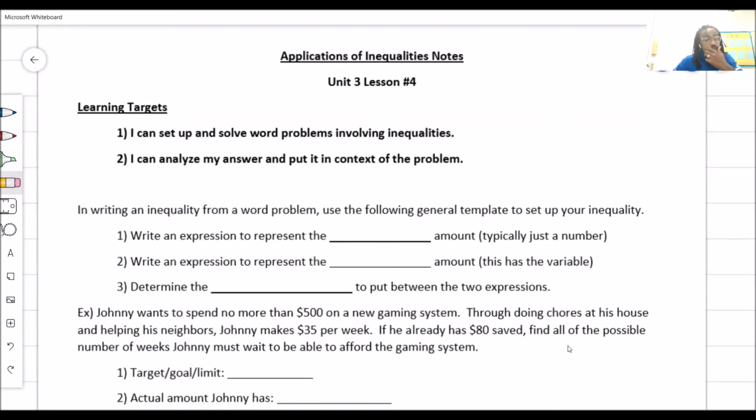Today we're going to look at applications of inequalities notes. At the end of this video, you should be able to set up and solve word problems involving inequalities, and you should be able to analyze your answer and put it in the context of the problem.